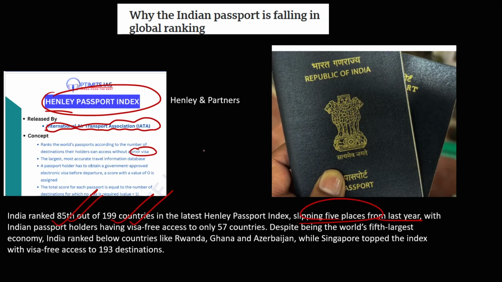Therefore, there was a lot of debate: is India's passport ranking falling? So I think that this can be a question. Generally UPSC does not ask questions where India is falling in rank, so they may also avoid this question. But you should know how this index is calculated. Many smaller countries, in terms of our economy, have a better ranking than India. For example, Rwanda, Ghana, and Azerbaijan have a better ranking. Singapore is one country which is topping this index. It has visa-free arrival for 193 nations. India has it only for 57 countries. This is very important.